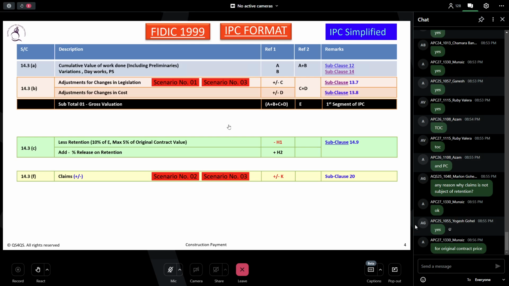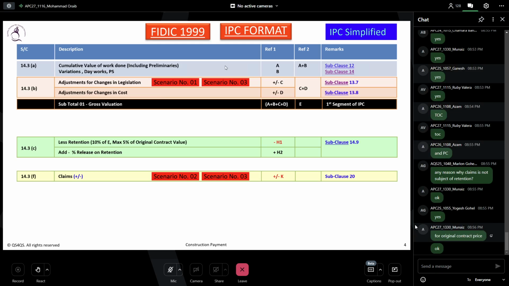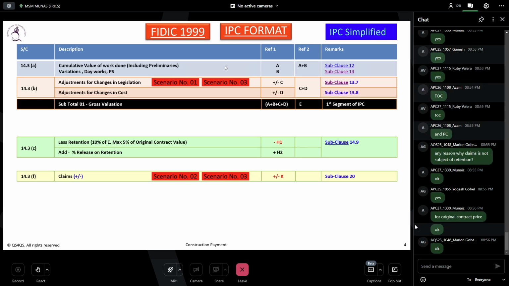It doesn't say original contract price. Original contract price means changes in legislation or cost will not come. It will come only the agreed contract sum. Yes, Mr. Munas, this is the typical format, but usually we are doing something else. Sometimes we take advance payment against the effective contract amount. Sometimes we get some release of retention money on the client supplied items. So we are releasing that also. Yes, depending on your contract, it might vary. But what we are trying to understand here is purely what the FIDIC 1999 Red Book says.